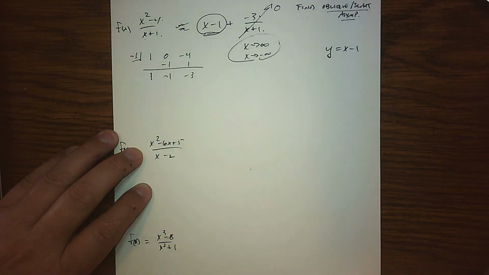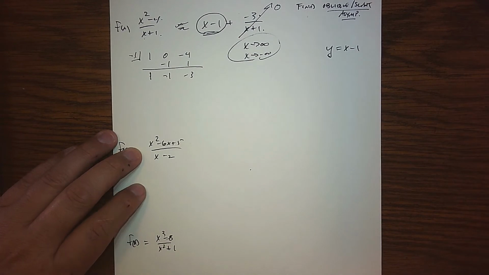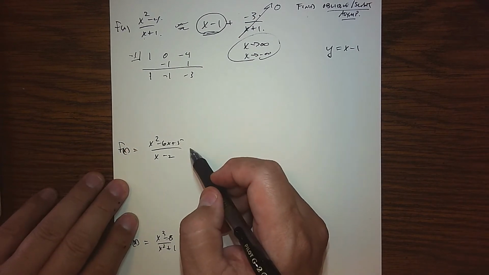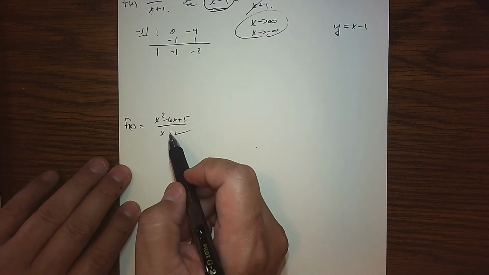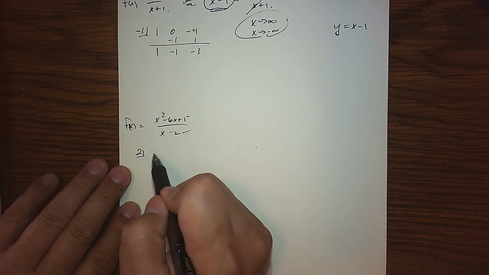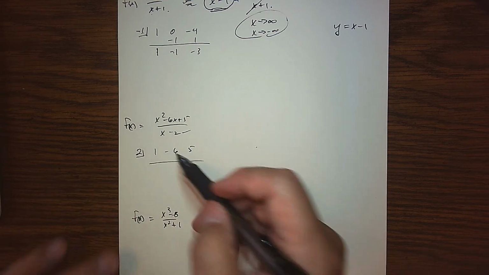So what about the next one? Let me turn those off. Well, again, to find the slant or oblique asymptote, we do a division. Again, I'm dividing by the form x minus c. So what we learned earlier is my c is 2. We list the coefficients, and we can basically do my division.